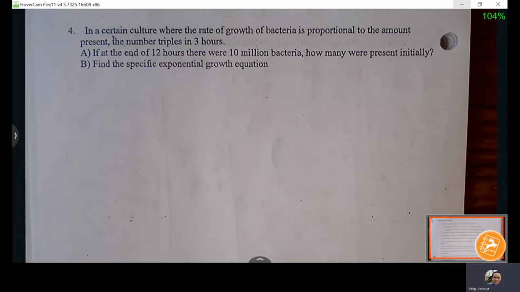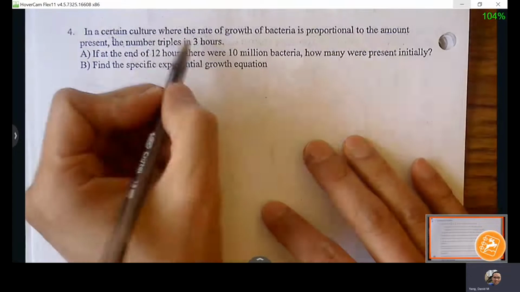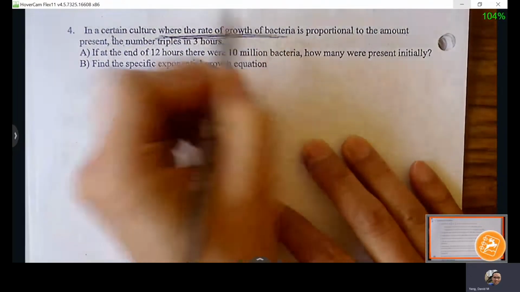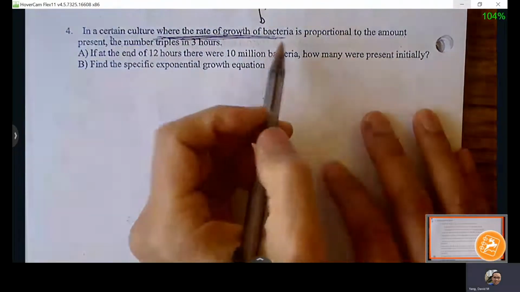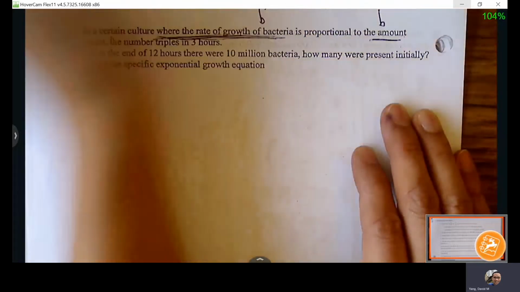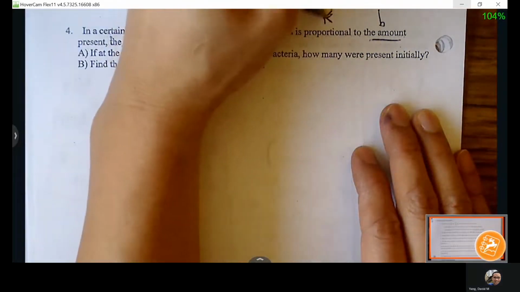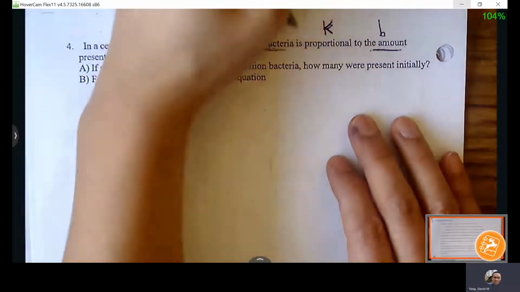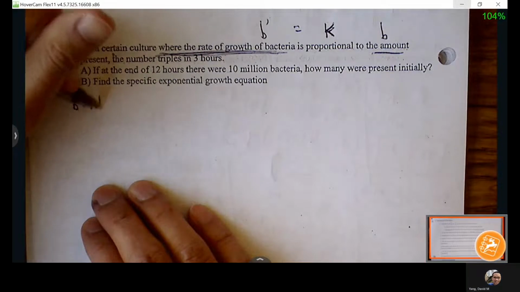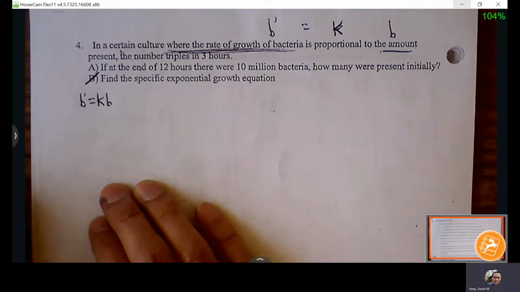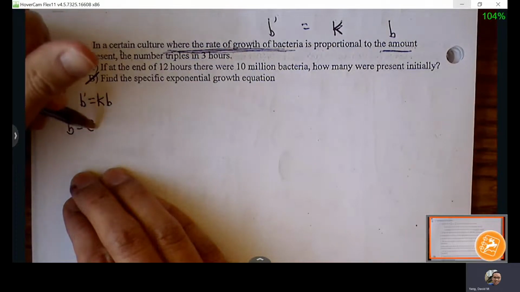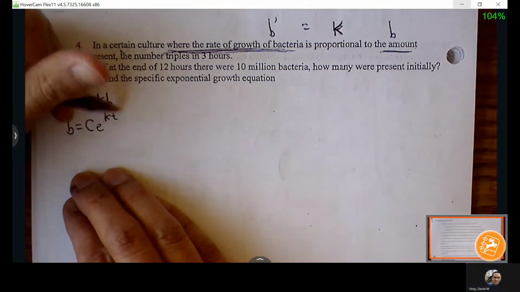All right, so number 4 says, in a certain culture where the rate of growth of bacteria, so I'm going to call that B prime, is proportional to the amount of bacteria present. So it looks like I'm going to get the same format, right? B prime is equal to k times B. Okay, and we're only going to do part A here. We know it's going to be the same format, so B is equal to Ce to the kt. That's our starting point.